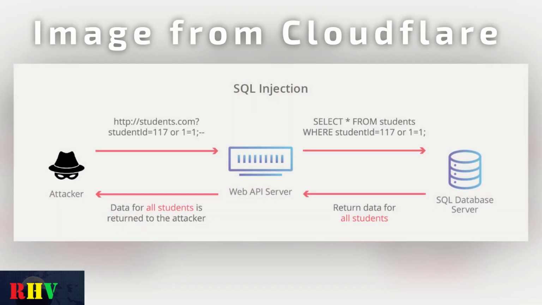A SQL injection attack consists of insertion of a SQL query via the input data from the client to the application. A successful SQL injection exploit can read sensitive data from the database, modify database data, execute administration operations on the database, recover the content of a given file present on the DBMS system, and in some cases issue commands to the operating system.